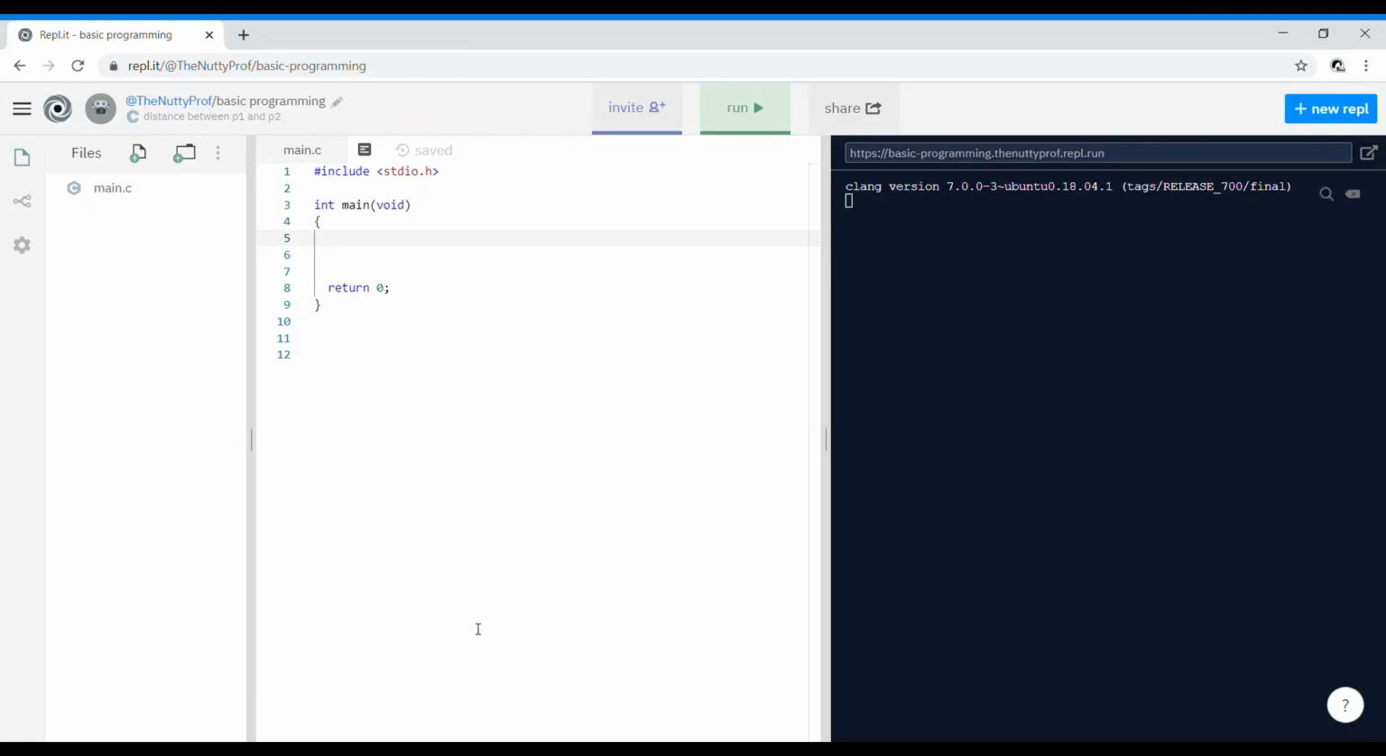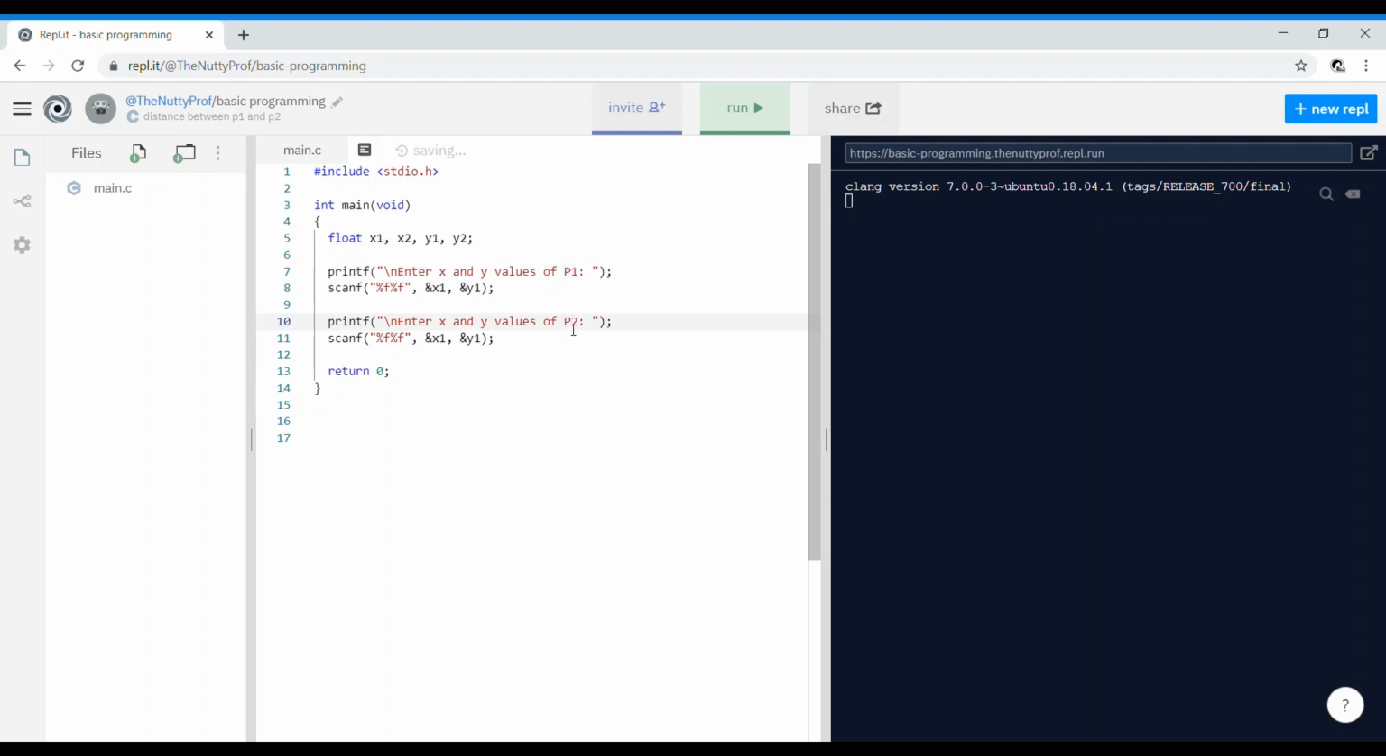So we'll start with declaring the coordinates which we have. So I'll start with float x1 comma x2 comma y1 comma y2. Now we need some more variables. I'll go about declaring that also later. So I'll say printf enter x and y values of point 1. So let's just say p1 and scanf percentage f ampersand x1 comma ampersand y1. I'm going to copy the same thing for point P2. So control C, go ahead and paste it. This will be P2 and these values will be x2 as well as y2.